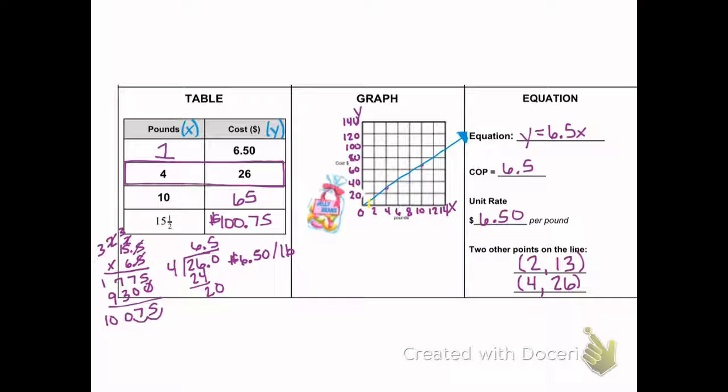So that is it for constant of proportionality. Very similar to constant rate of change, except that you're only going to have a constant of proportionality in a proportional relationship, meaning that it'll be a straight line that goes through (0, 0).